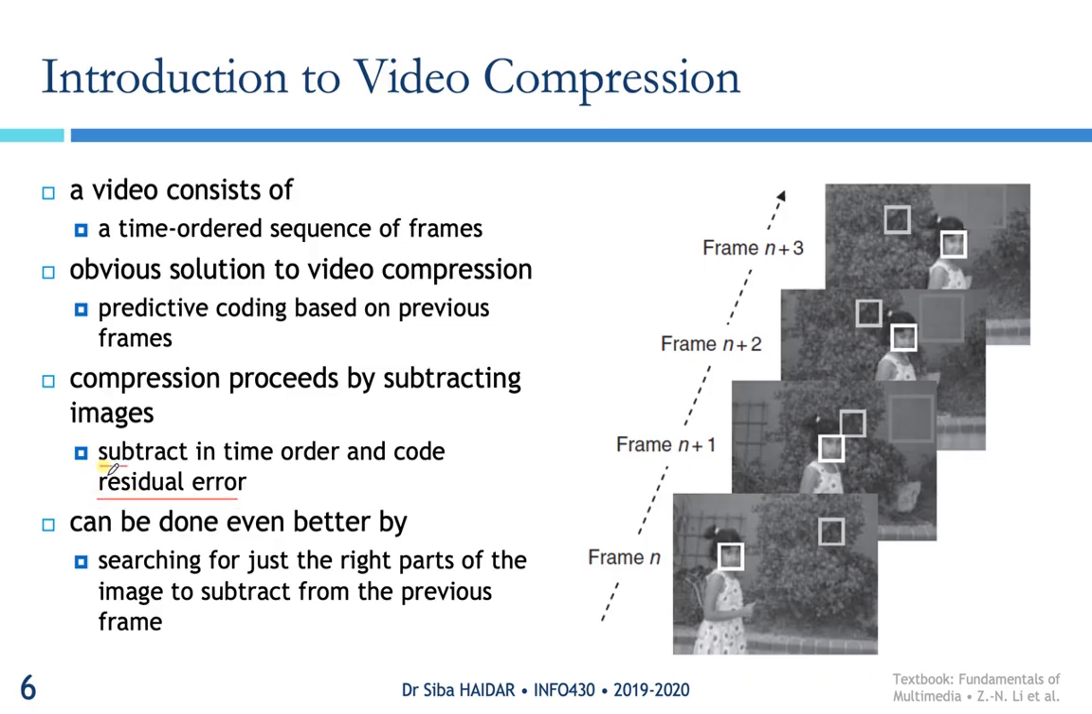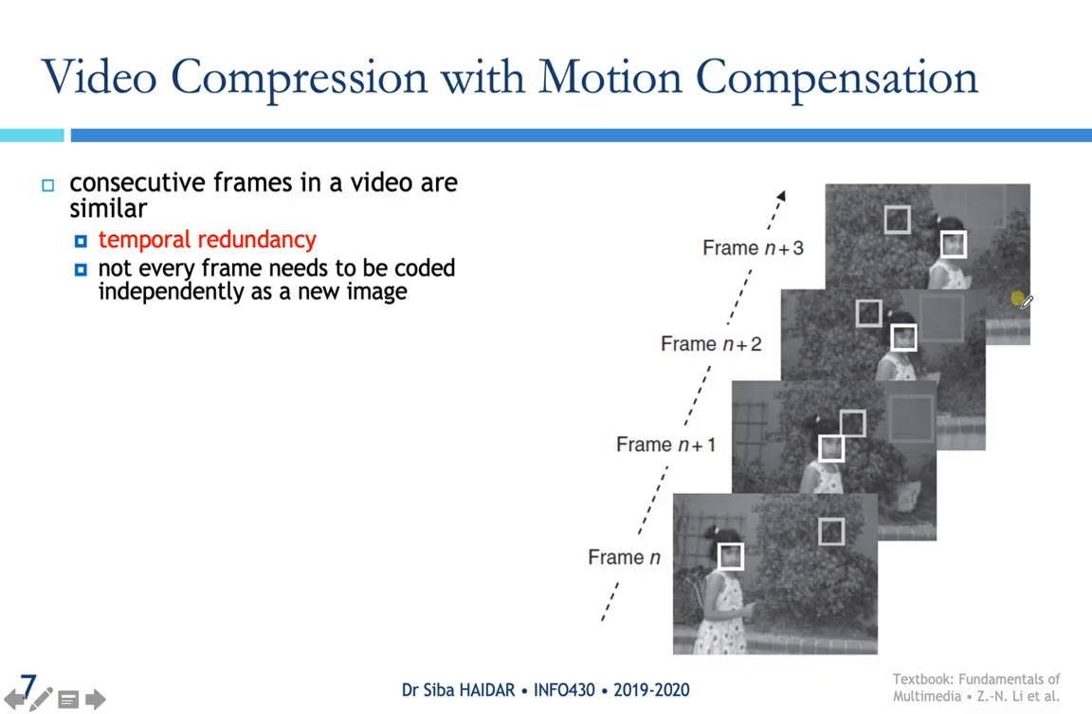Because as we have studied in the compression techniques, if we have lots of zeros, we can use lossless compression algorithms in order to code and to raise the compression ratio. So what we say is that the consecutive frames in a video are similar, and this is the temporal redundancy. This is due to the similarity in the consecutive frames.